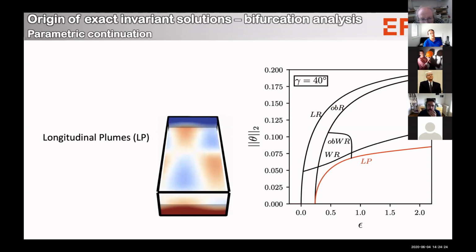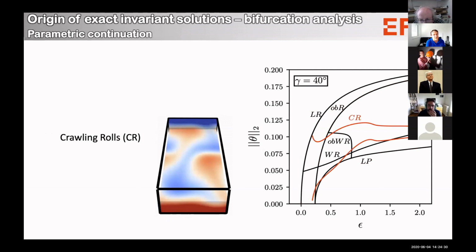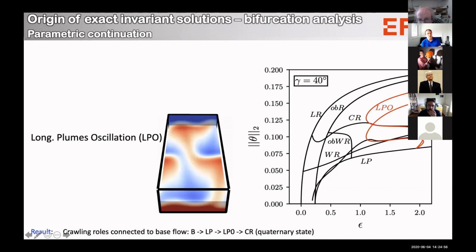But most interesting is, of course, the crawling roll periodic orbit. And because it's a periodic orbit, I'm now showing you two lines, the maximum and the minimum of this norm over the orbit. So there are two lines, but it's a single branch. So this orbit now terminates on both sides. On the lower end here, it's a very interesting global bifurcation involving the longitudinal rolls. But on the upper end, it bifurcates from another periodic orbit, the so-called longitudinal plume oscillations. So if you would count in terms of a sequence of bifurcations, the crawling rolls that we got is a quaternary state. So from the base state to the longitudinal plumes, to the longitudinal plume oscillations, to the crawling rolls.